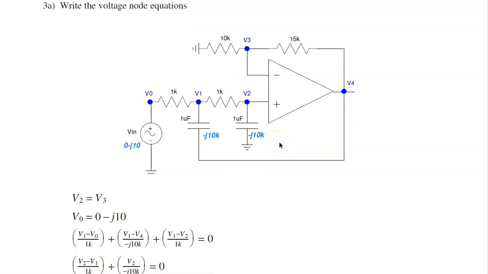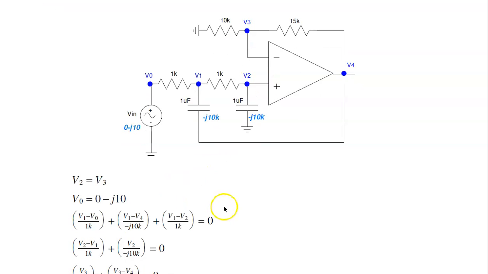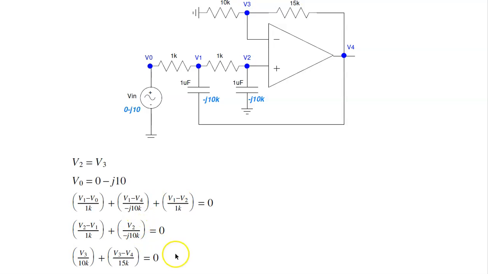So for the op amp, the node equations would be the input is 0 minus J10, 0 cosine, 10 sine. The node equation at V0 is 0 minus J10. The output equation is V2 equals V3. Now the other equations at node 1, the current left, down, and right equals 0. That's this equation. At node 2, the current left and down equals 0. This equation. At node 3, the current left and right equals 0. The node equation at V4 is V2 equals V3. That gives me 5 equations, 5 unknowns.